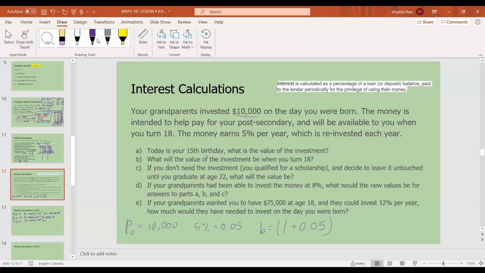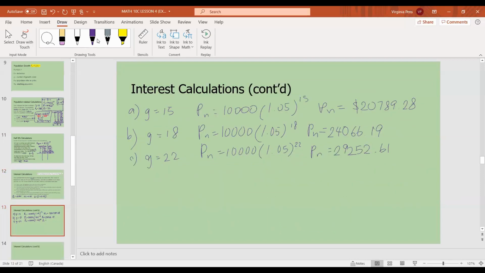Part D. If your grandparents had been able to invest money at 8%, what would the new values be for all of the answers to part A, B, and C? Well, what is being done here is that you're changing the behavior. So instead of 5%, your grandparents are now investing 8%. So 8% is equal to 0.08, which means that the behavior is now equal to 1.08. So basically just plug this number into all of the calculations from before to get a new value.